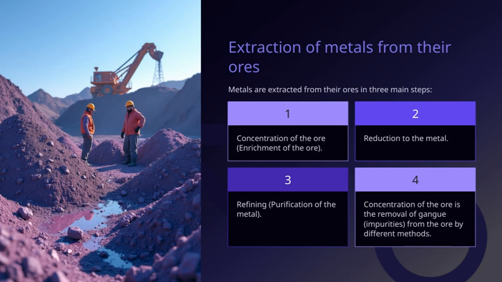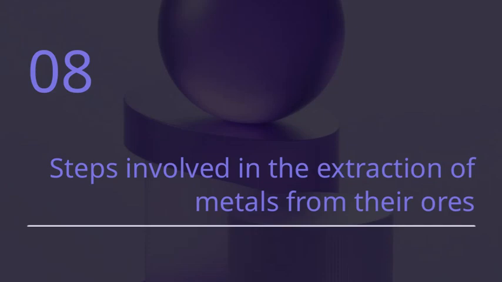These three steps, concentration, reduction, and refining, form the backbone of how we extract metals from their ores, connecting directly to the overall theme of efficient and effective metal extraction methods. Now, let's take a closer look at the steps involved in extracting metals from their ores.